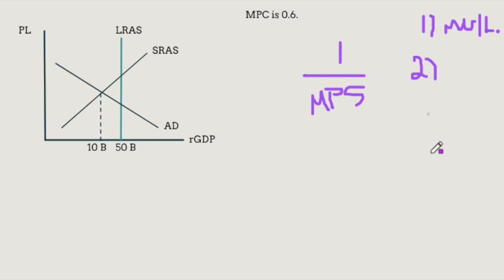And second, we set up the equation. 1 over MPS. We're already given the MPC, and again, 1 minus MPC is going to be the MPS. So 1 minus 0.6 is going to give us 0.4. So our multiplier is 1 over 0.4, which is equal to 2.5.